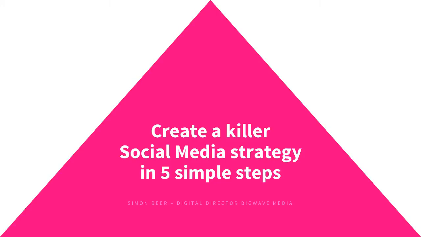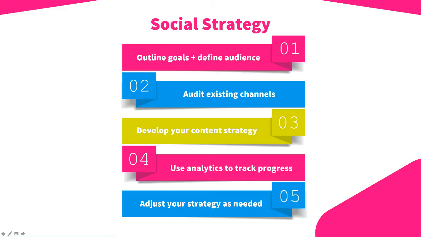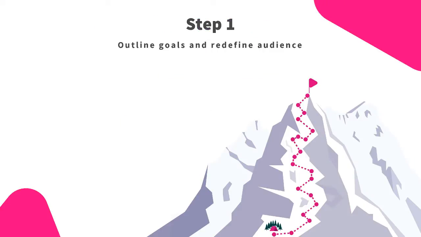So the 5 steps that we would recommend are: Number 1, outline your goals and define your audience. Number 2, audit your existing channels. Number 3, develop your content strategy. Number 4, use analytics to track your progress. And number 5, adjust your strategy as needed. So as I said, we're going to go through each one. So we'll jump straight into the first one.